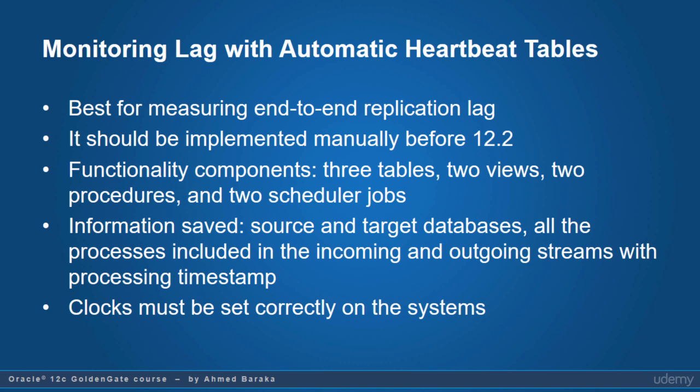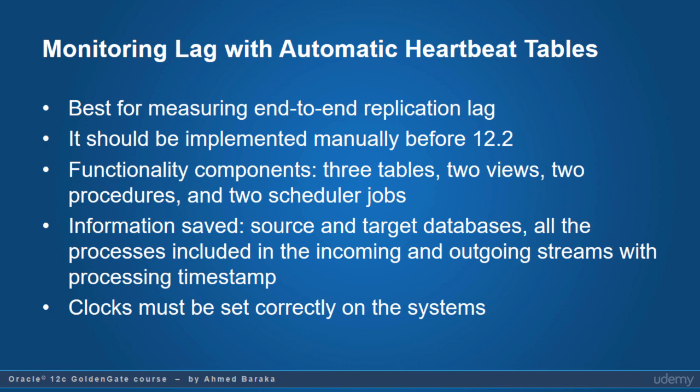Before Oracle GoldenGate release 12.2, to know the end-to-end lag, you had to create a table in the source database and create a job that frequently updates it with the timestamp of the source database. And then on the target database, you make the calculation to measure the difference between the timestamp received from the source and the timestamp on the target database. This solution is called a heartbeat table.